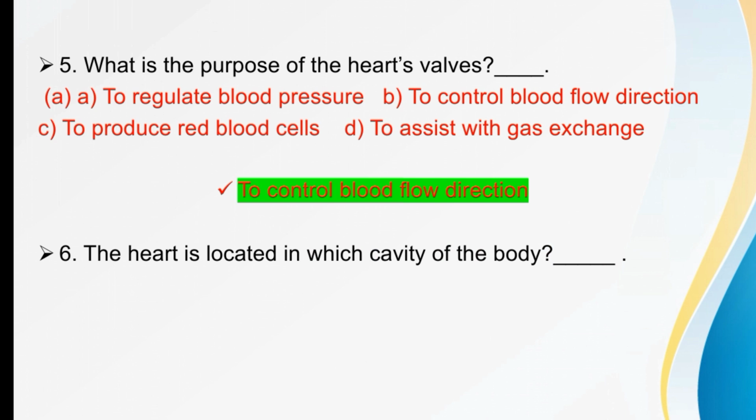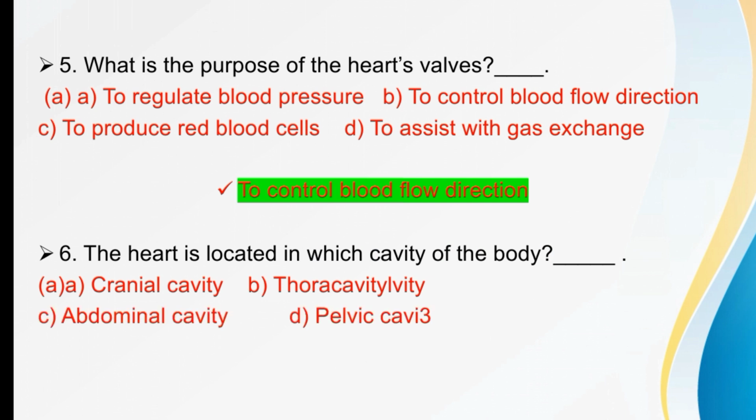The heart is located in which cavity of the body? Cranial cavity, thoracic cavity, abdominal cavity, or pelvic cavity. So the right option is thoracic cavity.